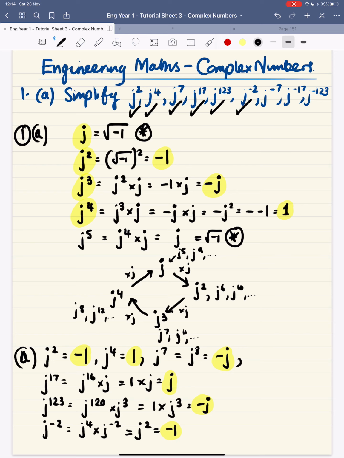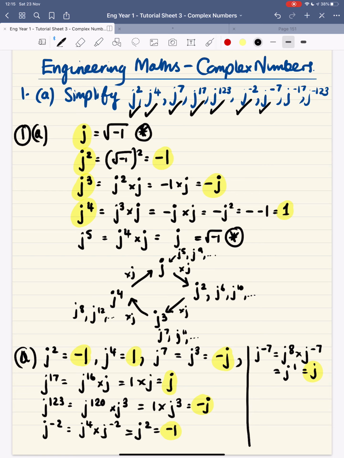I'll come over this side. The next one, j to the minus 7, is going to be j to the 8 times j to the minus 7, because j to the 8 is 1. So this is going to be j to the power 1, which is j. So I've done that one there.